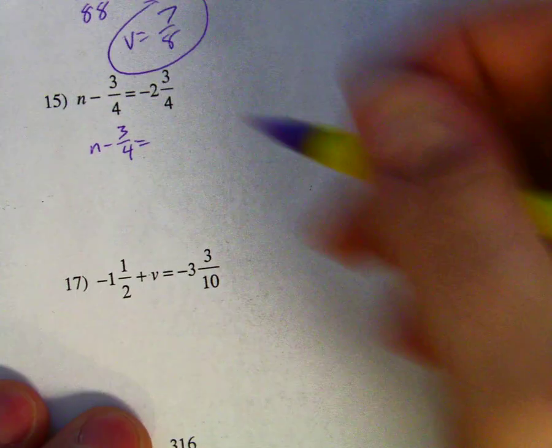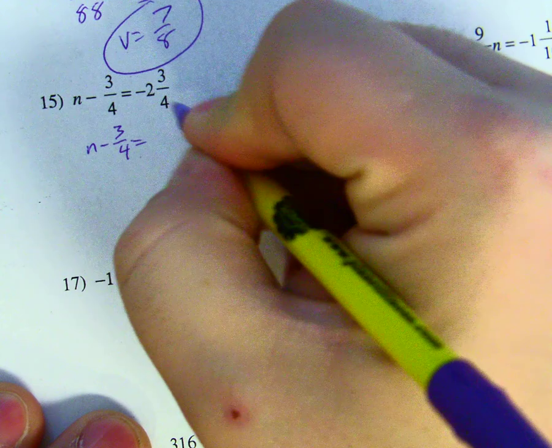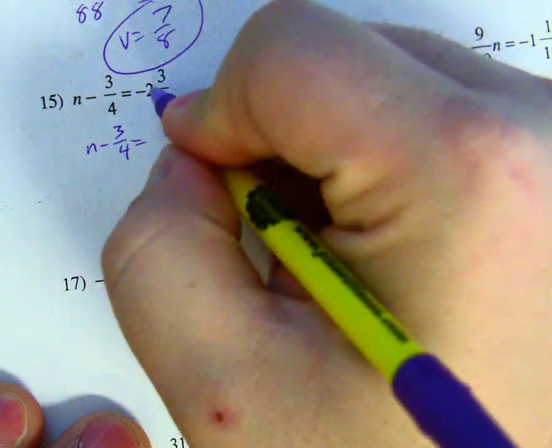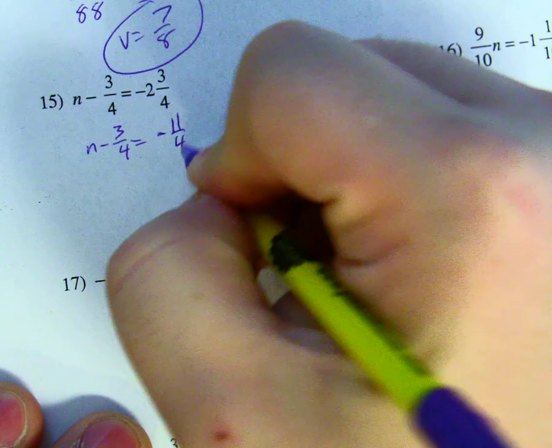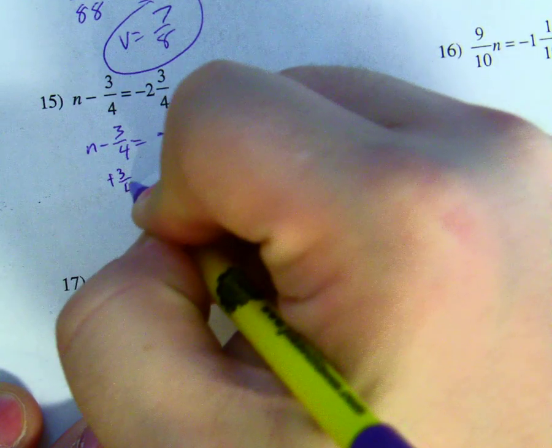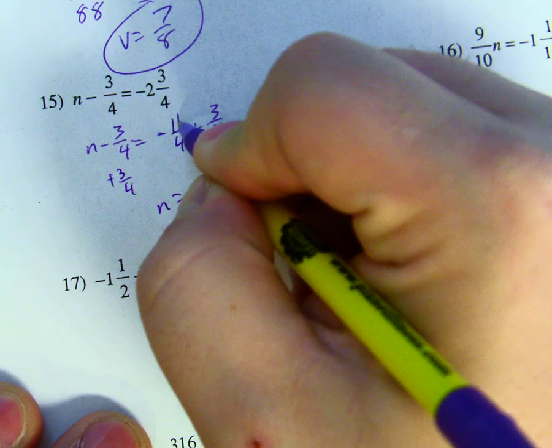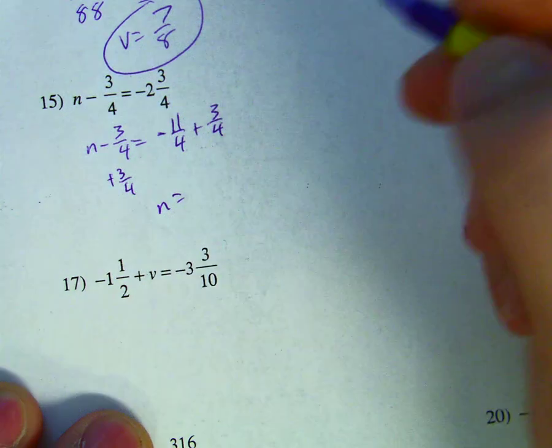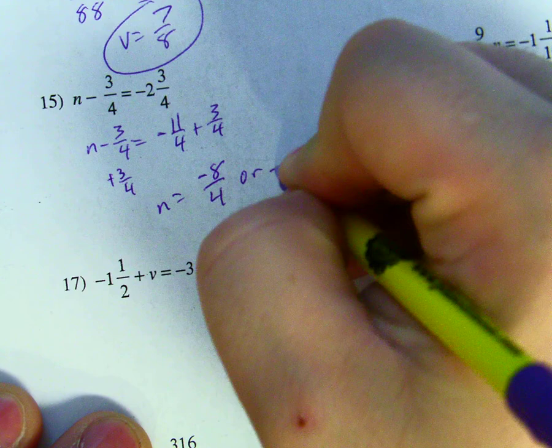All right, so for this one here, I would convert this into an improper fraction by saying 2 times 4 is 8 plus 3 is 11. So that's a negative 11 fourths. Add 3 fourths to both sides. And n equals negative 11 plus positive 3 has a difference of negative 8 over 4, or negative 2.